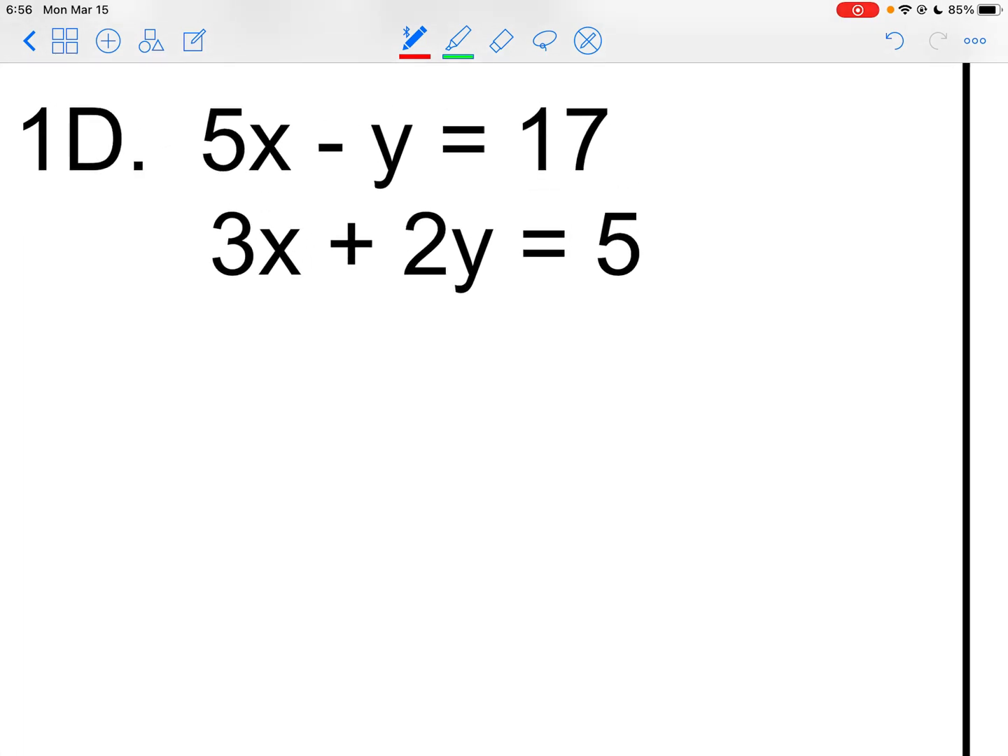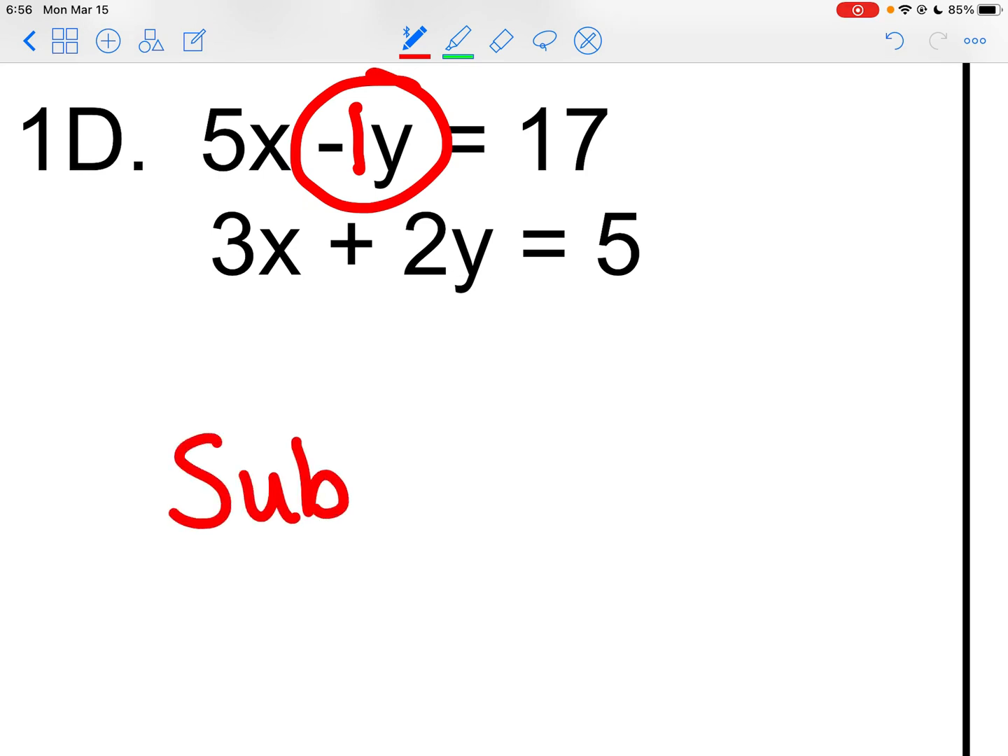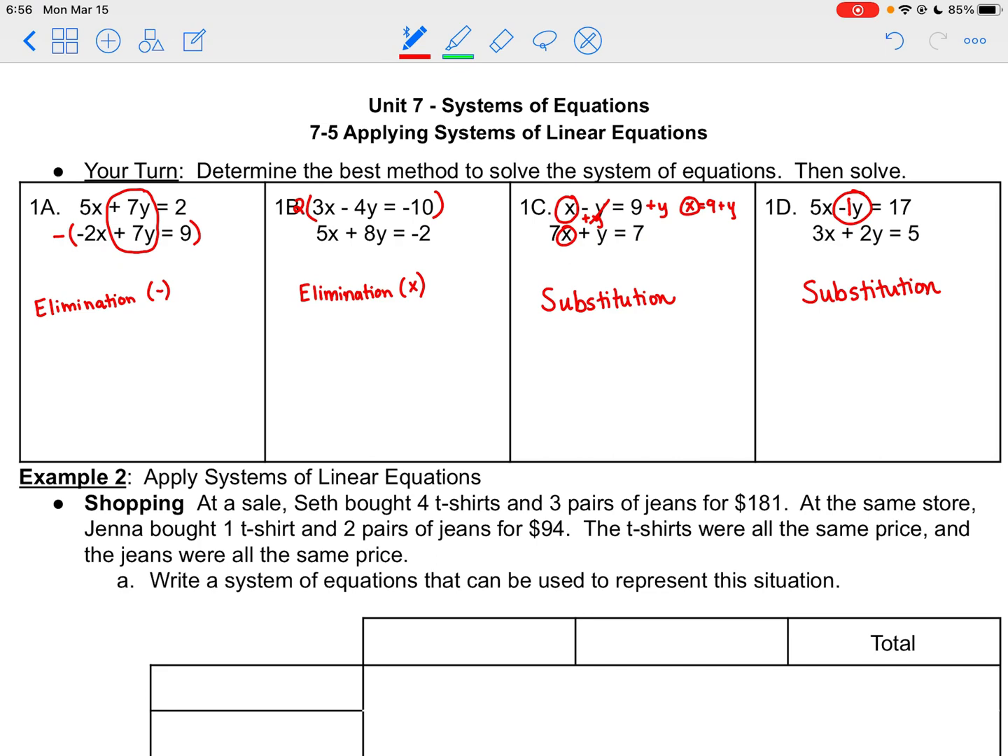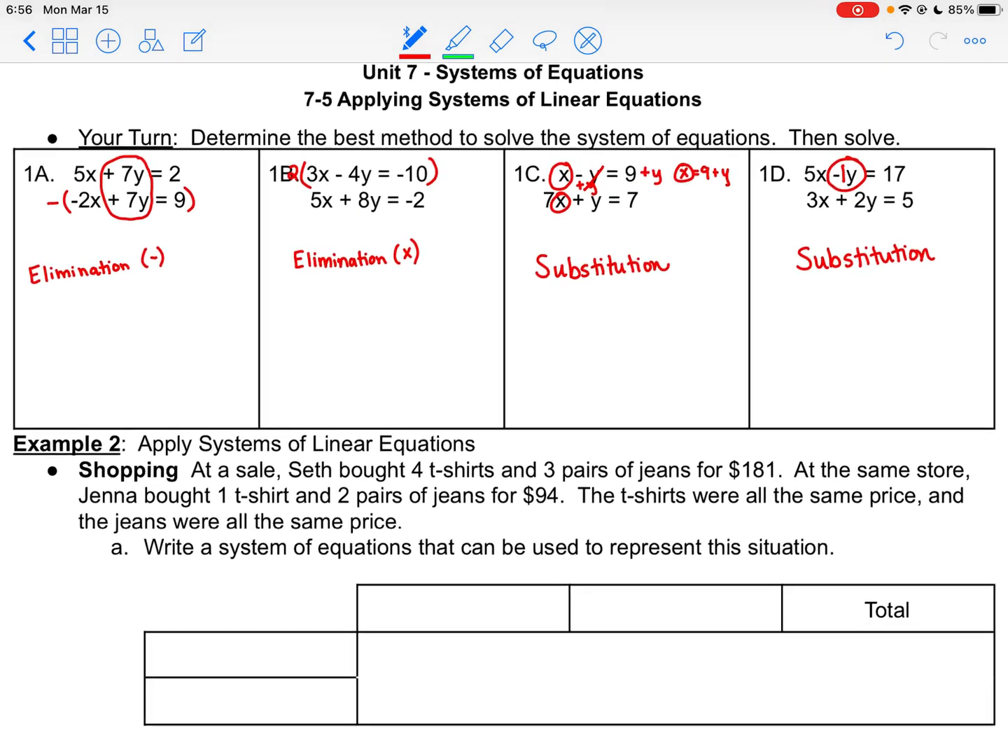So looking at this one, I don't have coefficients that match. I have a 5 and a 3, and then in the next one I have a negative 1 and a positive 2. So since this one has a coefficient of 1 or negative 1, substitution would be the best method. So while these are the best method, meaning it would be the quickest way to solve it, that does not mean that it is the only method to use. So you could still use any of the methods to solve these equations, it just might take some more steps.